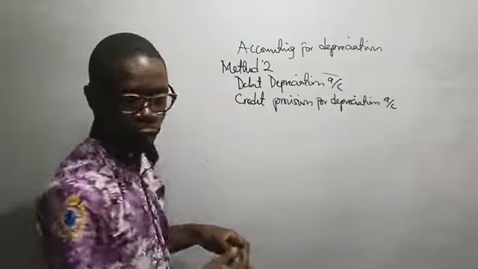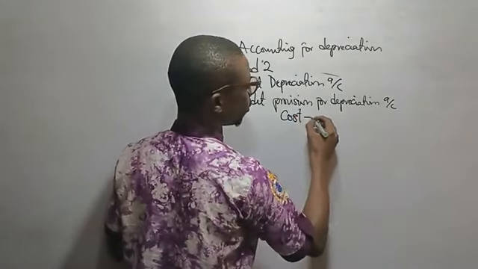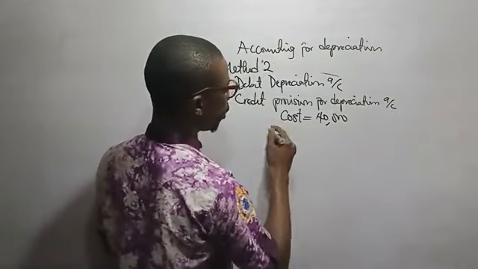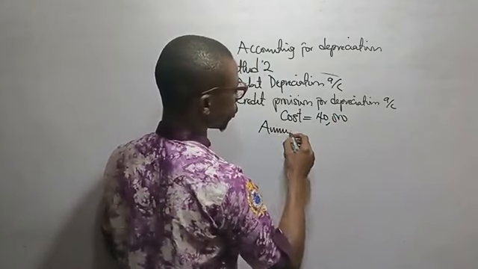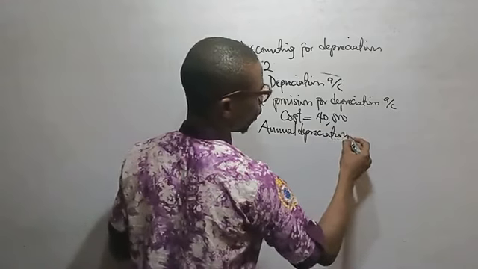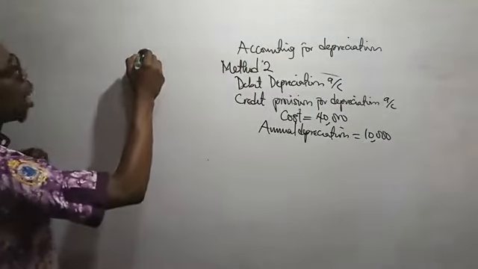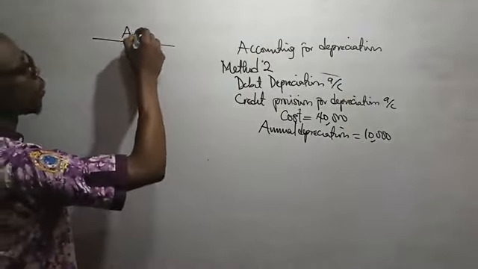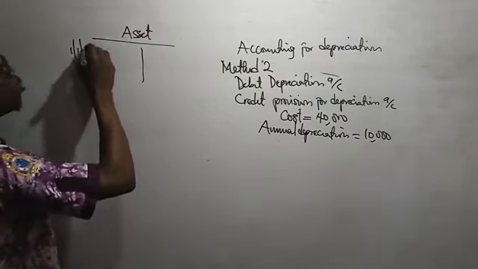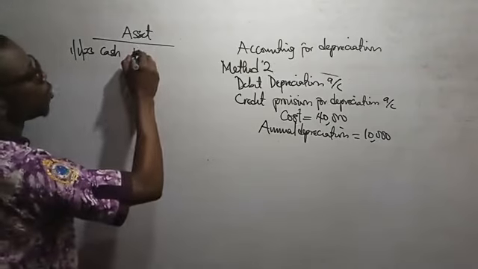Am I communicating now? Look at this. Let's say the cost of an asset is 40,000 naira, and the annual depreciation is 10,000 naira, just like the way we calculated the other time. That means you have an asset account. You will debit it, let's say 1st January 2023, cash, because it was purchased with cash, 40,000.